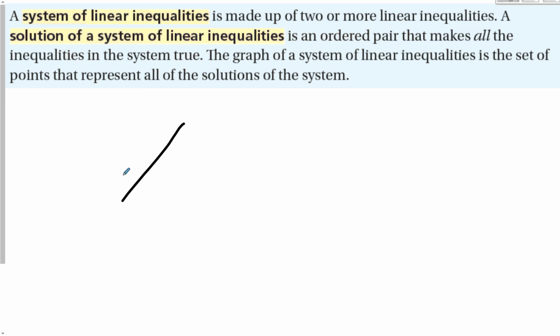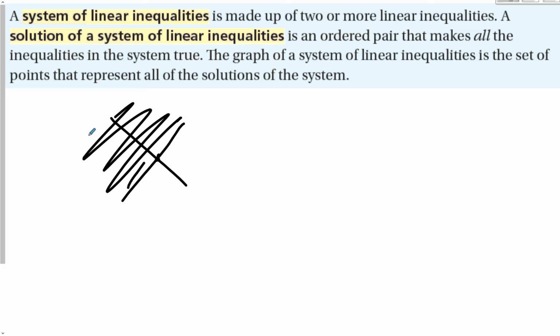So when we were solving a system of equations, we were looking for the point where these two lines cross. However, with inequalities, like we saw last time, we shade in a region, so we're now looking for the place where the two regions intersect. So there may be more than one point that makes the inequalities true. Anything in this shaded region here would be a solution to the system. Okay, so that's what the last sentence says. The graph of the system of linear inequalities is the set of all points that represent all of the solutions in the system.